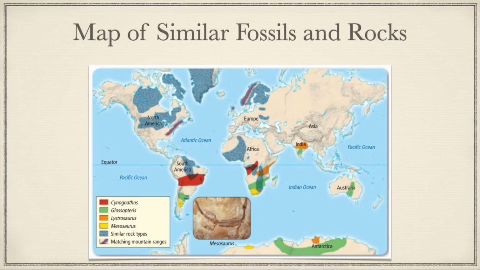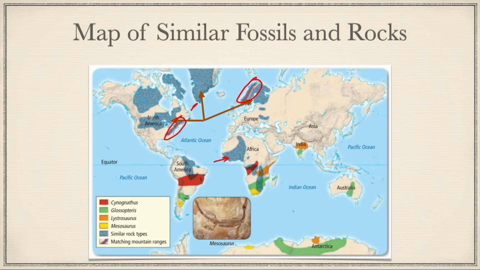Okay, so this is a map of similar fossils and rocks. I'm mainly interested in the rocks right now. But Wegener found similar rock types in North America, Greenland, and Europe. So in these areas. He also noticed that the Appalachian Mountains in particular had similar rock layers to some mountains in Greenland up here, and then also in Northern Europe here. Okay, so that's one piece of evidence. You had similar rock types on these continents that were not connected now.